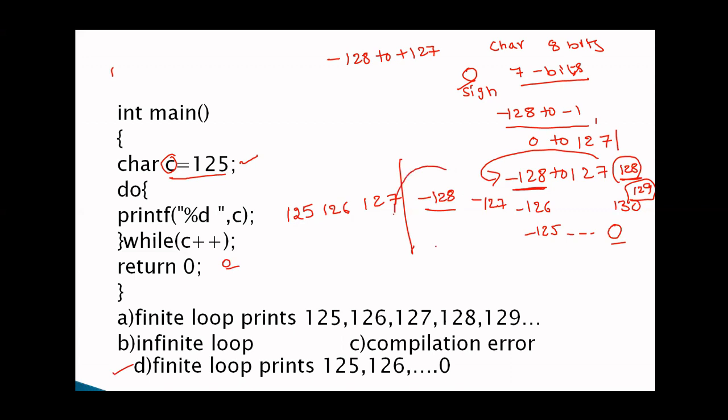This one is a very, very important one. So whenever the while loop condition is 0, we stop the loop and come out of the loop. This is the final answer.